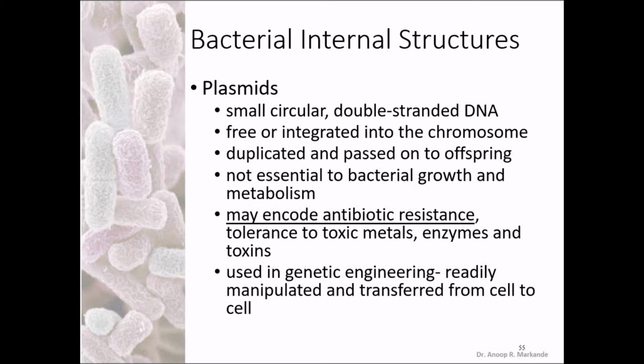Bacterial internal structures also include plasmids, as we discussed just now, the small circular double-stranded DNA. These are free or integrated into the chromosome depending on what kind of plasmids or cosmids they are. These are duplicated and passed on to offspring. They are not usually essential to bacterial growth and metabolism. They may encode antibiotic resistance, tolerance to toxic materials, toxic metals, enzymes and toxins. And these are the ones which are used in genetic engineering very rampantly nowadays.